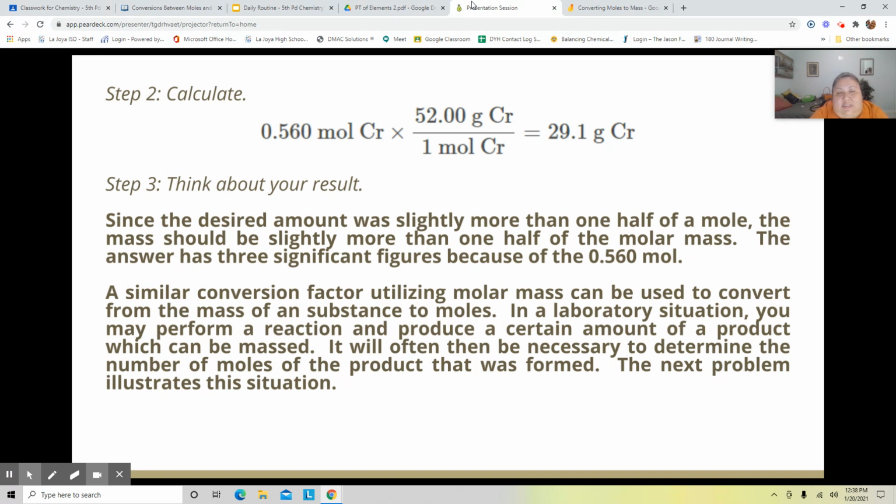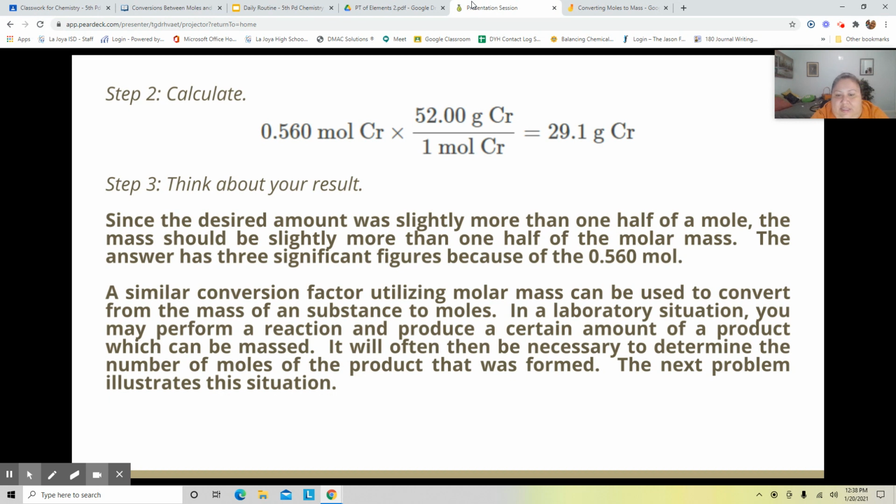It says here to think, since the desired amount was slightly more than 1/2 of the mole, the mass should be slightly more than 1/2 of the molar mass. So now they're talking in terms, if I have 1 mole and this is talking about 0.56, it's a little bit more than half of a mole. So if I have 52 grams of my molar mass, it should be a little bit more than half, which it is. If you look at the answer, 29.1.